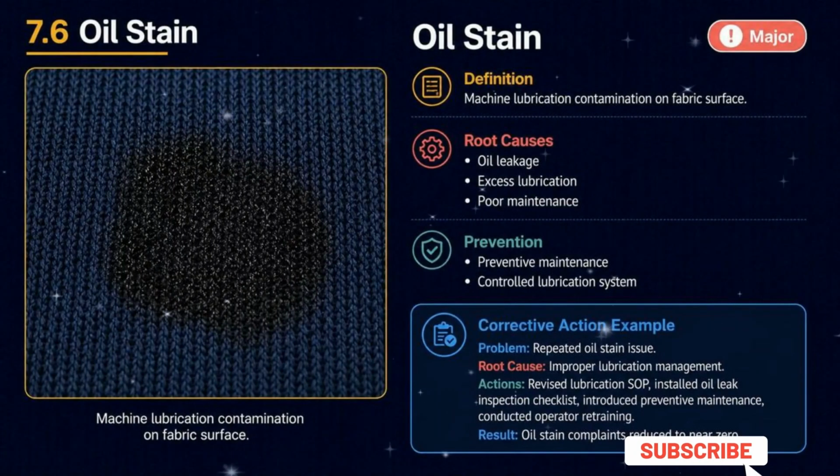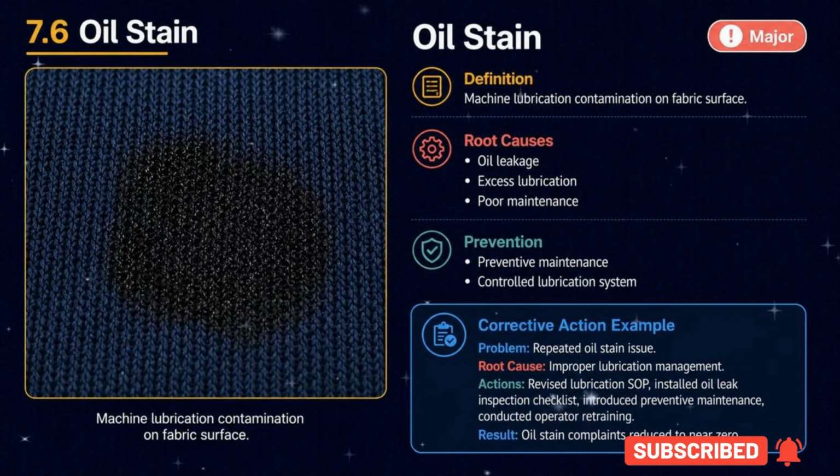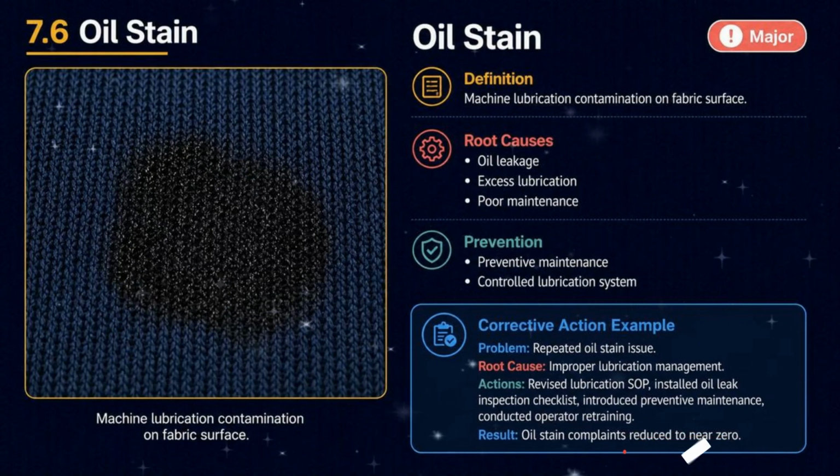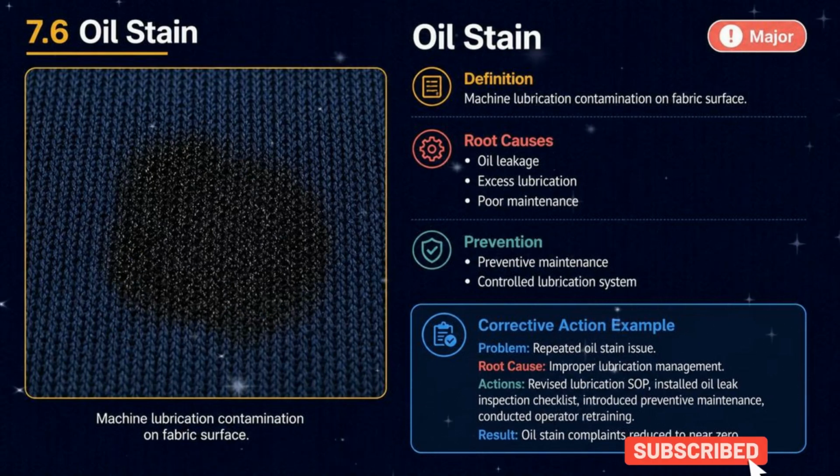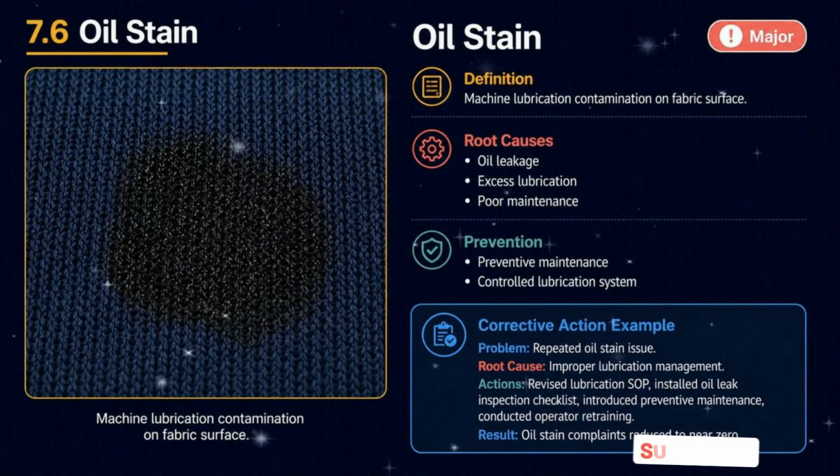Oil stains are a major concern involving machine lubrication contamination on the fabric surface. These are typically caused by oil leaks, excess lubrication, or poor maintenance. Implementing a controlled lubrication system and proactive maintenance is essential to prevent these stains and improve overall fabric quality.